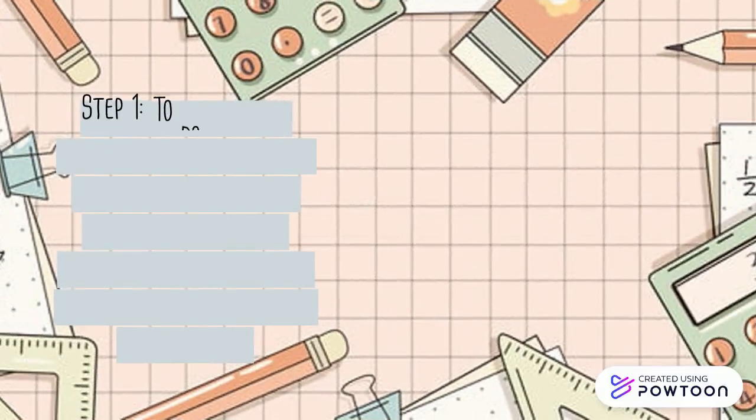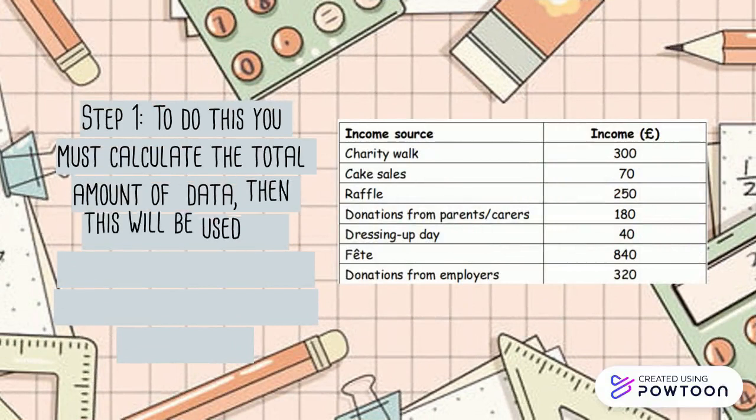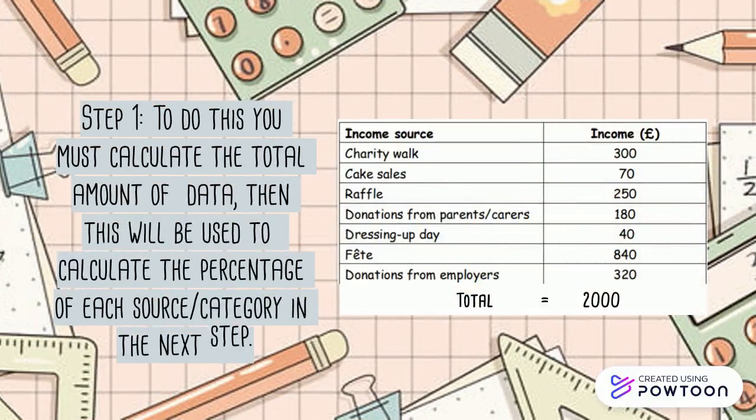The first step required is to calculate the total amount of data, and then this will be used to calculate the percentage of each source or category in the next step. So we take the total and find the percentage, and we use that in our next step.